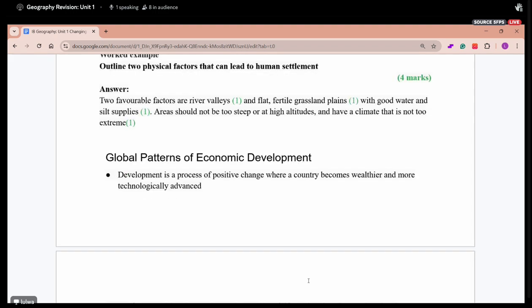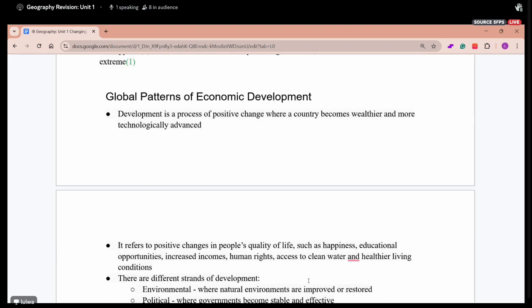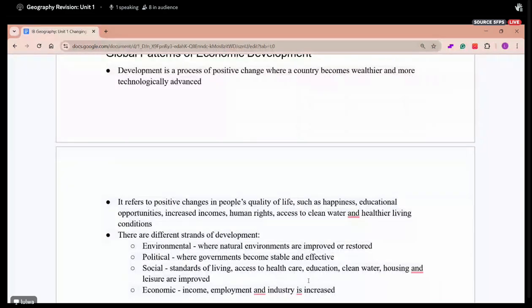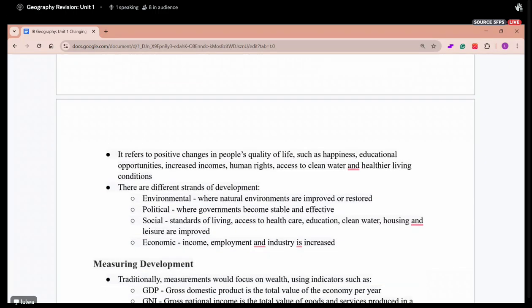Now let's move on to global patterns of economic development. Development is a process of positive change where a country becomes wealthier and more technologically advanced. It refers to a positive change in people's quality of life, such as happiness, educational opportunities, increased income, human rights, access to clean water, and healthier living conditions.